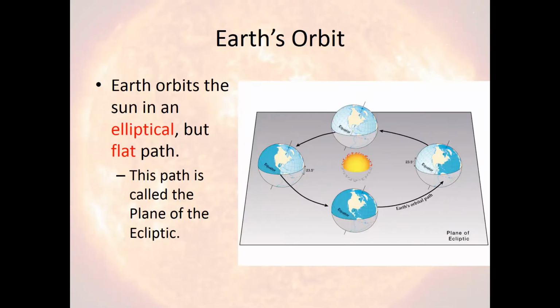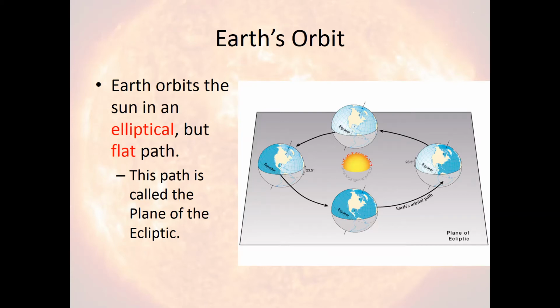All right, so let's begin by talking about Earth's orbit. You all know that the Earth orbits the sun. And the Earth actually orbits the sun in a flat plane that we call the plane of the ecliptic. Now, what this means is that even though the Earth is revolving around the sun, it doesn't move up or down relative to its path of orbit. It stays on a flat plane.